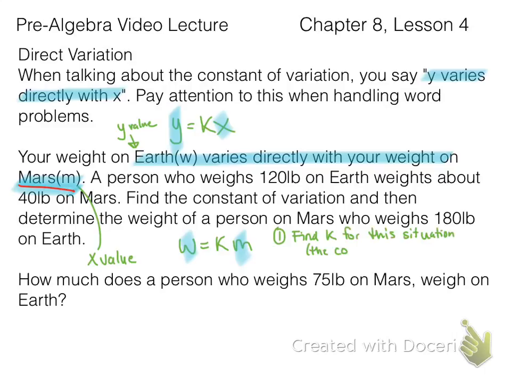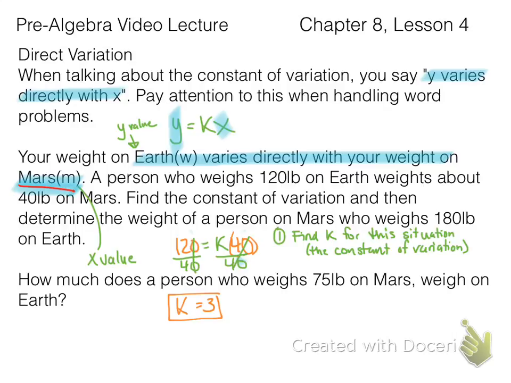First we're going to figure out K. That's just writing out the directions. W equals 120 and M equals 40. So let's figure out K by dividing by 40, and K equals 3. That means the constant of variation for how weight on Earth directly relates to weight on Mars is 3. There's a factor of 3.